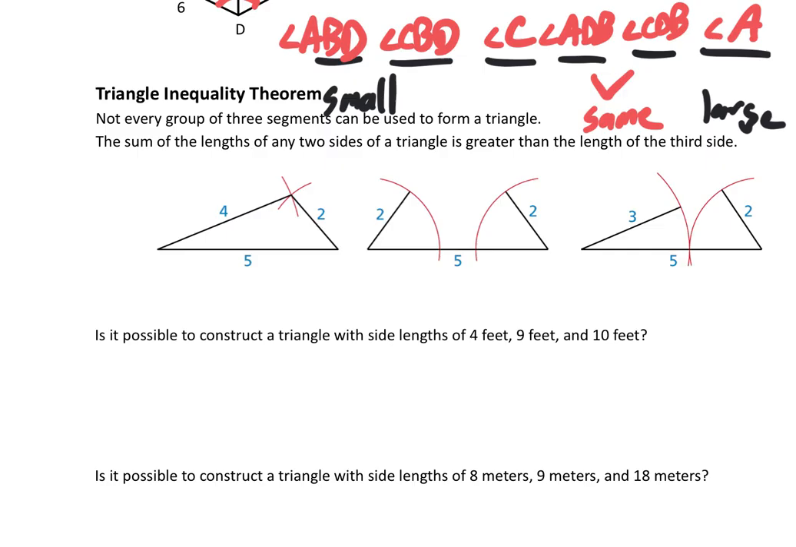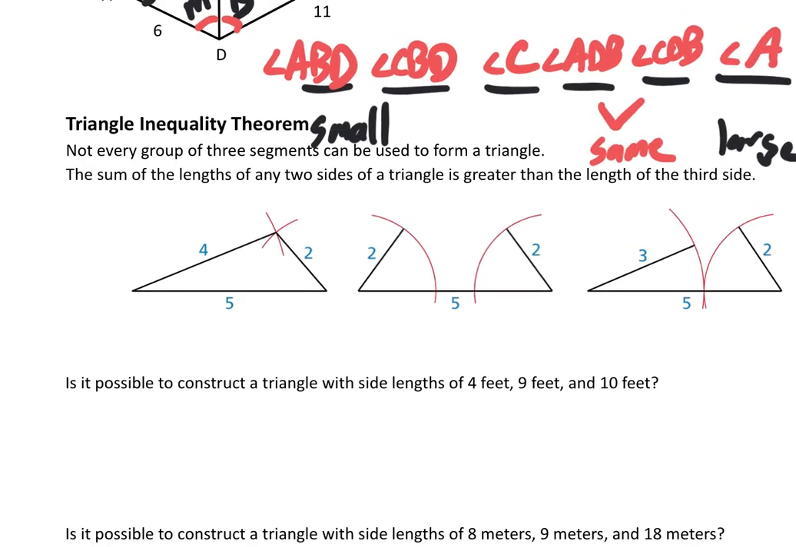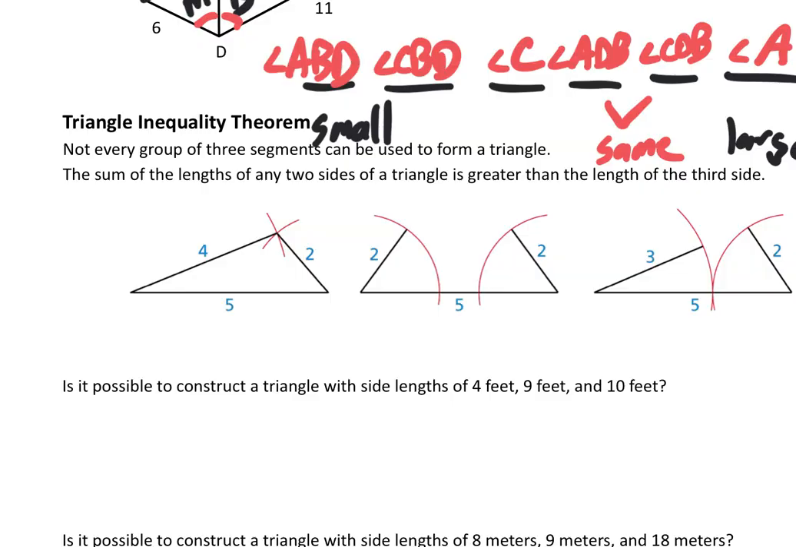Okay, I'm going to kind of show you an example. Basically, what we're looking at here is the 2 smallest sides, 2 and 4, must be bigger than the biggest side. So when I add the 2 smaller sides together, they have to be bigger than the biggest. 2 plus 4 is 6. 6 is bigger than 5, so we would say yes. We could make a triangle. Okay? This one's pretty straightforward.